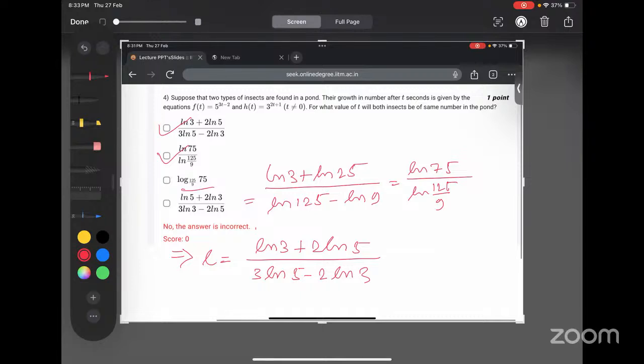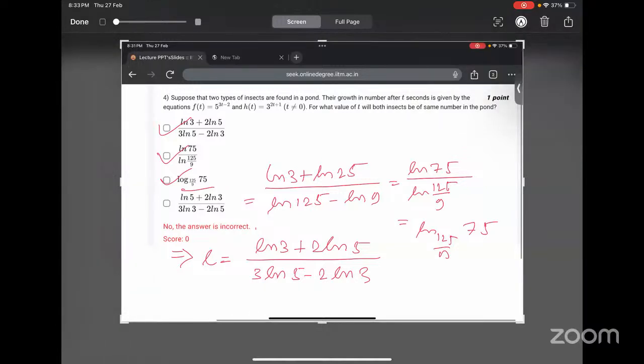And the third option is also correct, right? This can be written as ln 125 by 9 into 75, by the change of base rule. So all the first three options are correct. Any doubt? No. Okay.